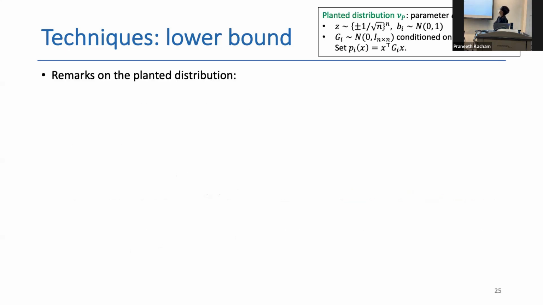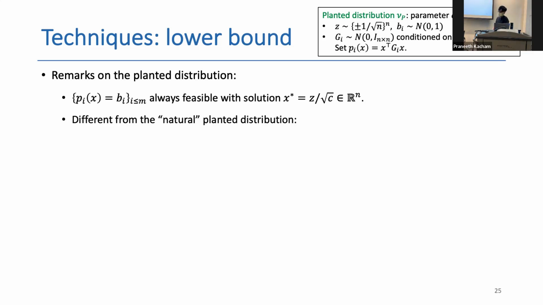Okay, some remarks on the planted distribution. First of all, it's always feasible. The feasible solution is Z over root C. It's pretty easy to see from the definition. And this is different from the natural planted distribution, which I'll now describe.